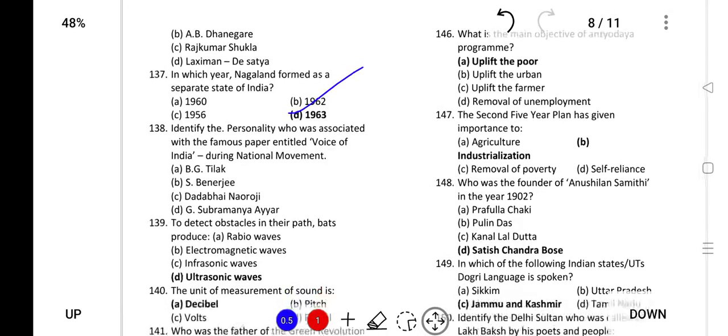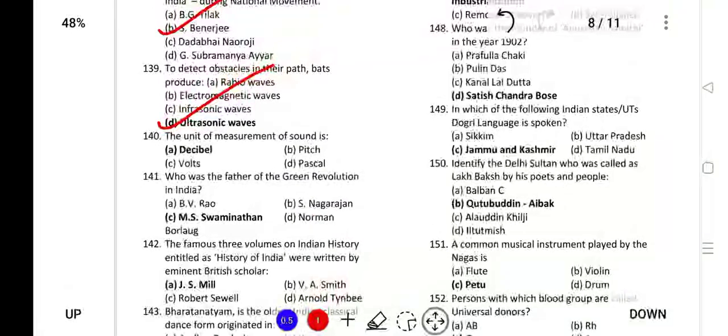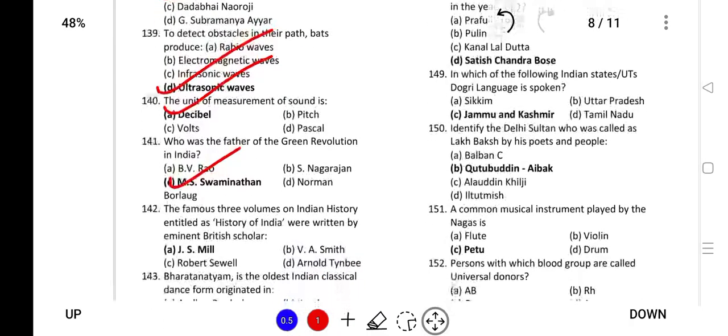Identify the personality who was associated with the Voice of India. It is SN Banerjee. To detect obstacles, ultrasonic waves are produced. The unit of sound is decibel. Green revolution: MS Swaminathan.